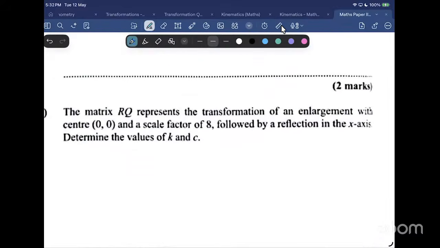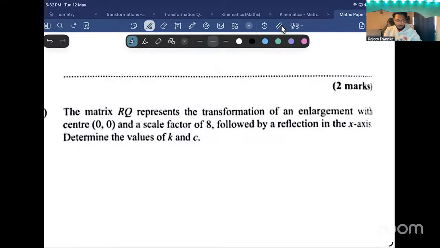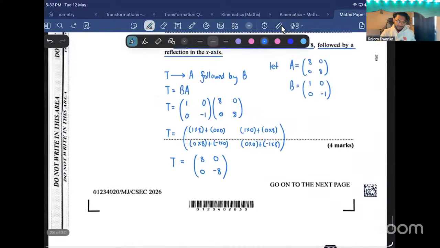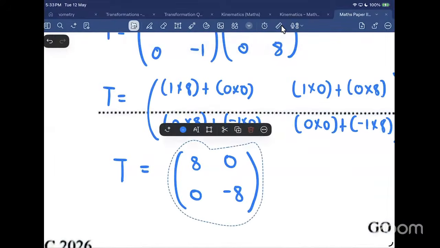The matrix RQ represents the transformation of an enlargement with center 0, 0 and a scale factor of 8, followed by reflection in the x-axis. Determine values of K and C. Oh, this is a nice question. Let me explain something: they are literally telling you what the matrix RQ represents. A transformation of enlargement with center 0, 0 and scale factor 8, followed by reflection in the x-axis. Didn't we just find that? The same answer.